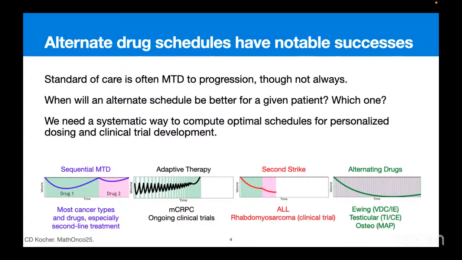So alternating drugs, this was an idea proposed in the 80s and even earlier by Goldie and Coldman, and it was popular to look at in the 90s, and it kind of faded. But then there are these other alternate schedules that everybody's already talked about today, adaptive therapy, where you have treatment holidays depending on how your response does, and second or multiple strike therapies where you strike at the nadir.